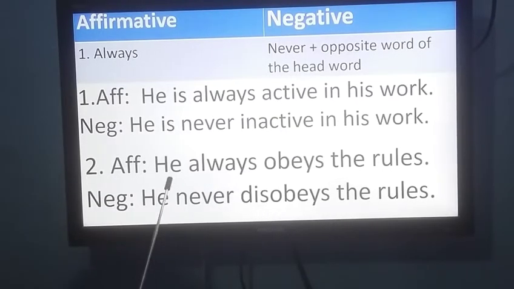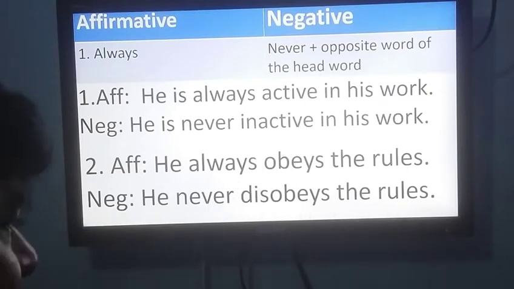In affirmative sentence, he always obeys the rules. In place of always we have to use never, so we have used here never. Opposite word of the head word, here head word is obeys, its opposite is disobeys. Then the rules, other words of the sentence. He never disobeys the rules. Clear? Now take another rule.